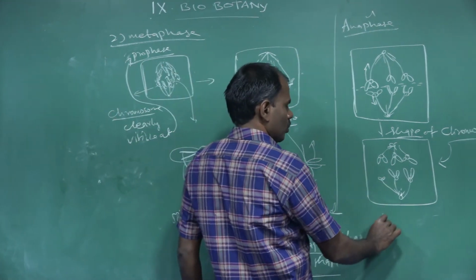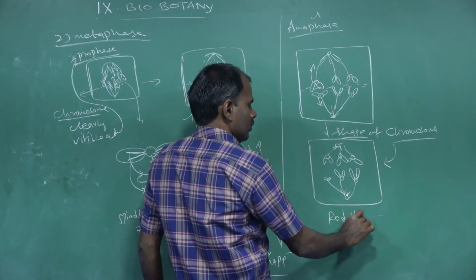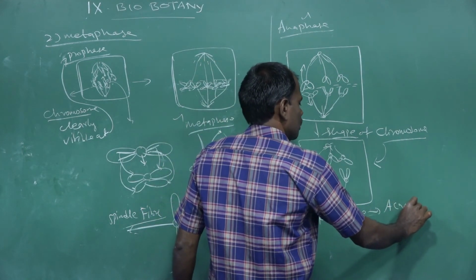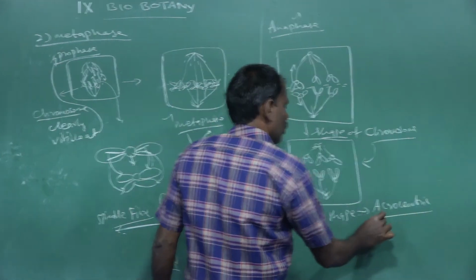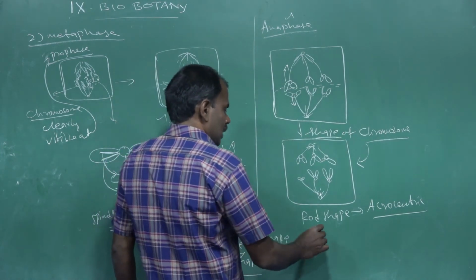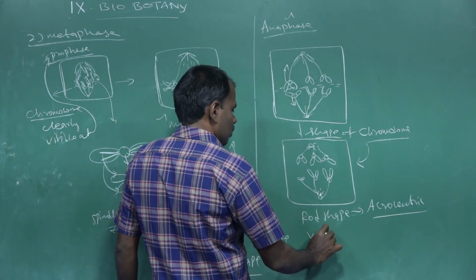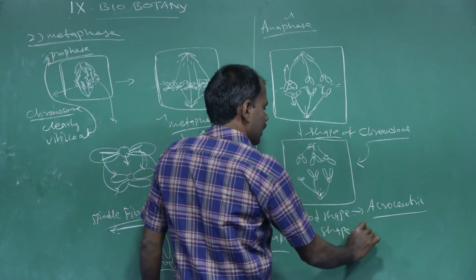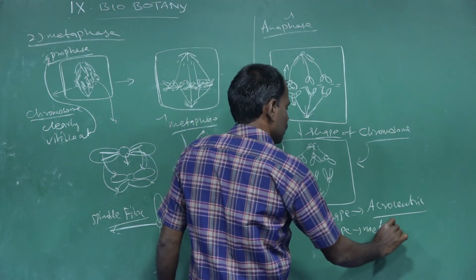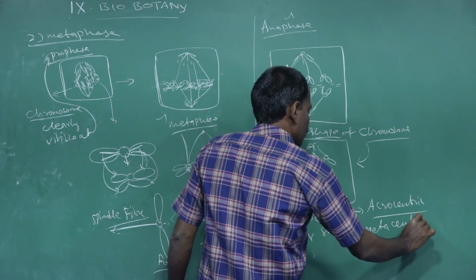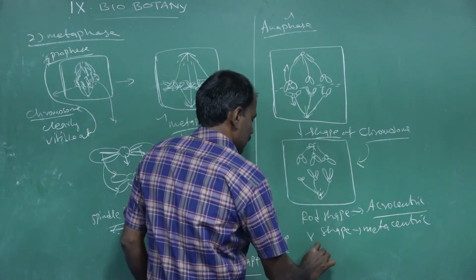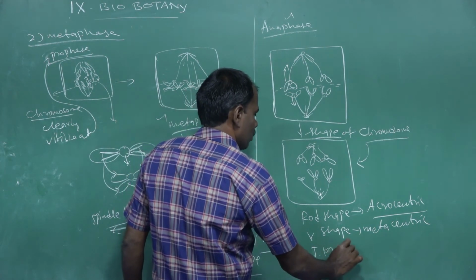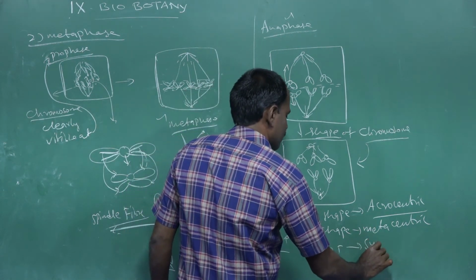So the rod-shaped chromosome is also called an acrocentric chromosome. The V-shaped chromosome is also called a metacentric chromosome. The J-shaped chromosomes are also called submetacentric chromosomes.